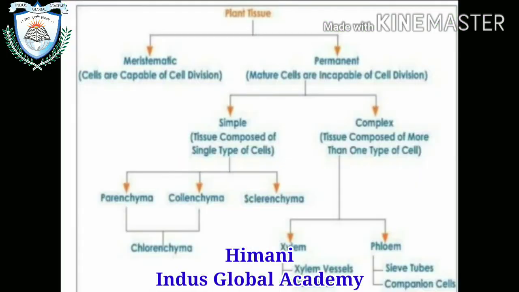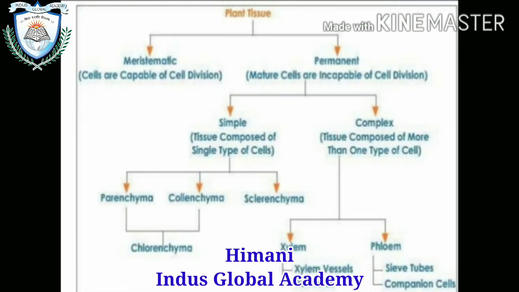As I told you, plant tissue is of two types, meristematic tissue or permanent tissue. Meristematic tissue has the capability of cell division and permanent tissue is incapable of cell division. Permanent tissue is further divided into two types, simple permanent tissue and complex permanent tissue.